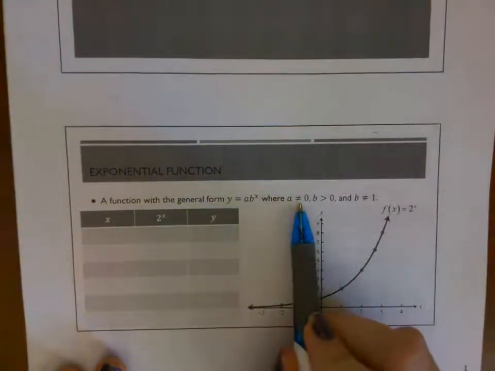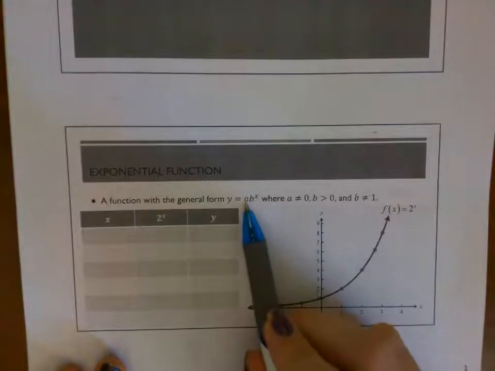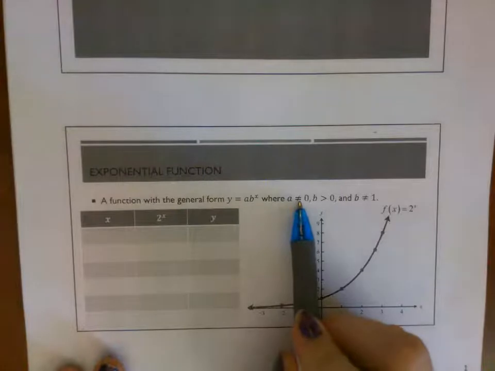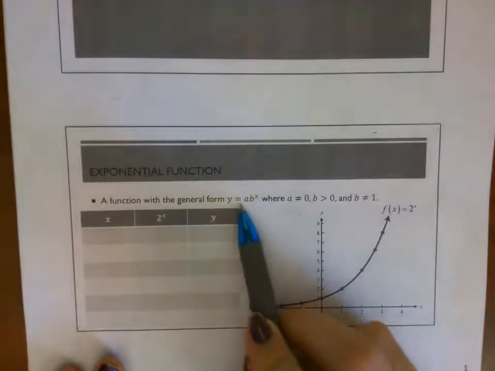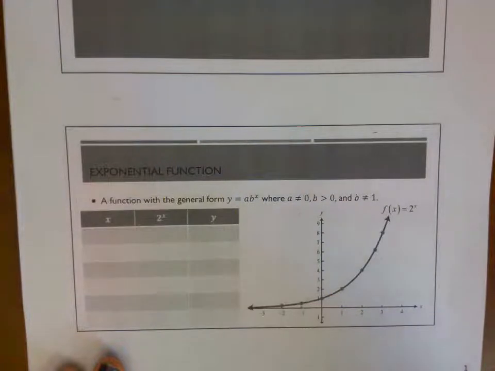A cannot equal 0. Why do you think that we can't have a equal to 0? We can't have a equal to 0 because if a was 0, then this wouldn't exist and we would just have the equation y equals 0, which is not exponential, it's linear.